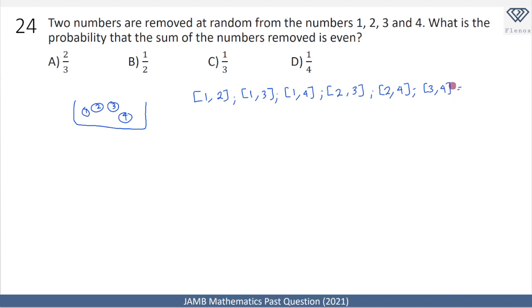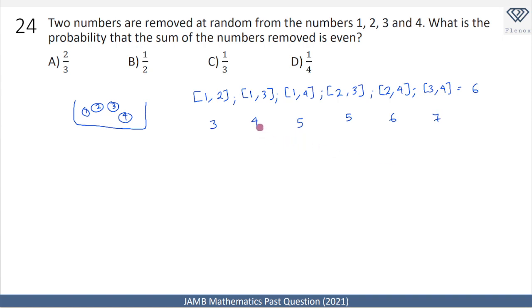Now, what are all the total possible ways in which I can take the numbers? 1, 2, 3, 4, 5, 6. So there are 6 possible outcomes, or 6 possible ways in which I can take out 2 balls from this basket. Now, if I take out each of these pairs, what is their sum? What is 1 plus 2? 3. 1 plus 3? 4. 1 plus 4? 5. 2 plus 3? 5. 2 plus 4? 6. And 3 plus 4? 7. So which of these numbers are even?